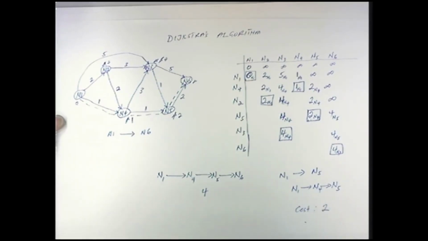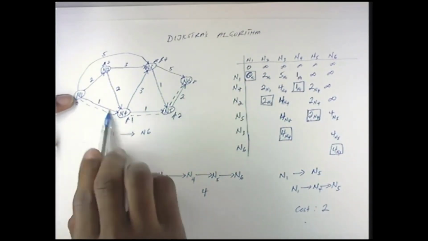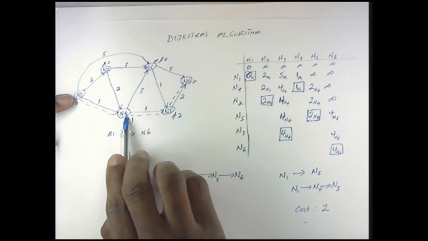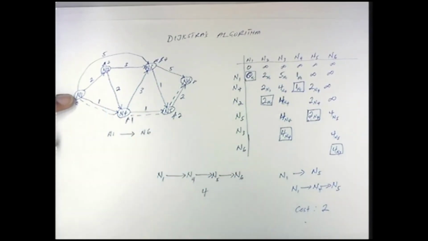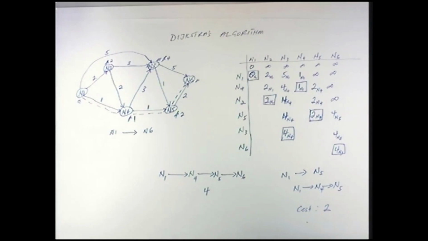And we can still trace that. It means we have N1 to N4, then N4 to N5. And the cost is 2. So this brings us to the end of Dijkstra's algorithm.